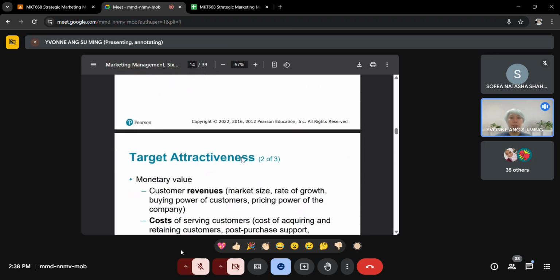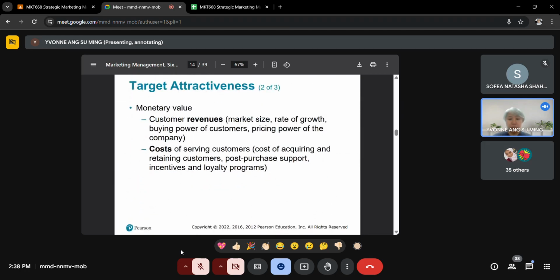So monetary value is very obvious, because we have to target the customers that can pay, right? And we want to target the customers that can fit with our product, can have growth, meaning that maybe they will buy other products from our company, or they can afford our products. So when we look at monetary value, we want to look at the customer's revenue.